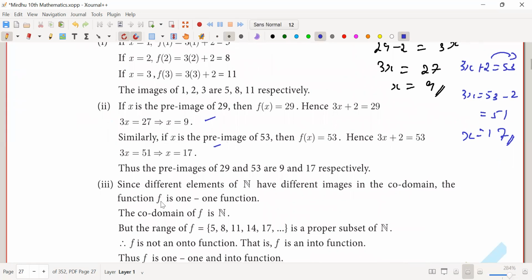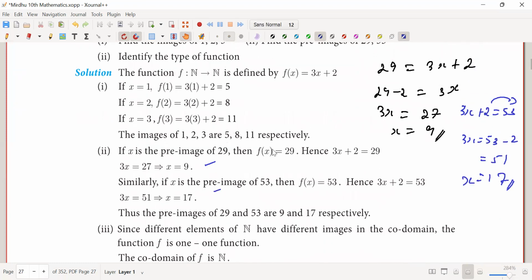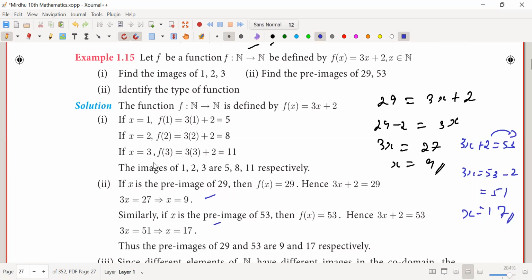Since different elements of N have different images in the codomain, the function is a one-to-one function. See here, all these 1, 2, and 3 have different, unique images, and 9 and 17 also have unique images. So everything has a unique image, so it is a one-to-one function. And it is an into function. A one-to-one into function. Not all the numbers are getting mapped.